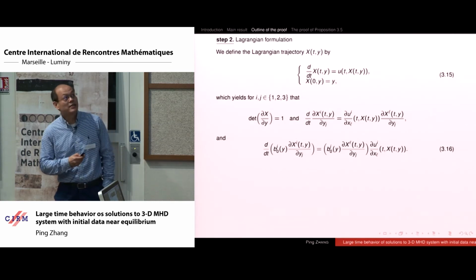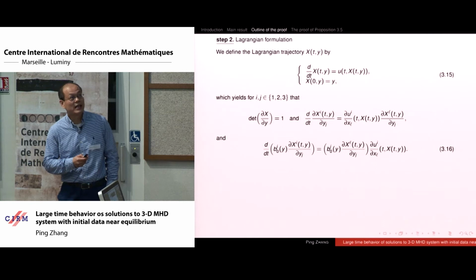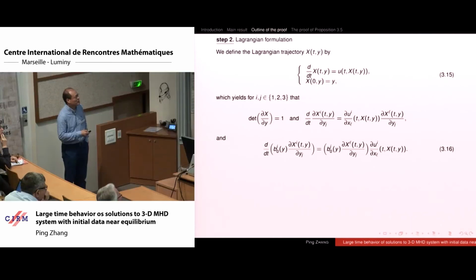Now let's define this Lagrange trajectory, capital X(t, y), in this way, as usual: d over dt of X(t, y) equals u of t, X(t, y). Because of the divergence free condition of this velocity field, we have this determinant equals 1. Furthermore, if we take partial derivatives of X_i with respect to y_j, we find that this entry of this matrix satisfies an equation like this. Now let's multiply both sides of this equation by b0j and sum for j between 1 and 2. We find this quantity satisfies an equation like this.